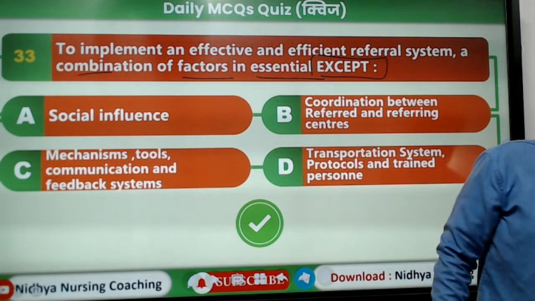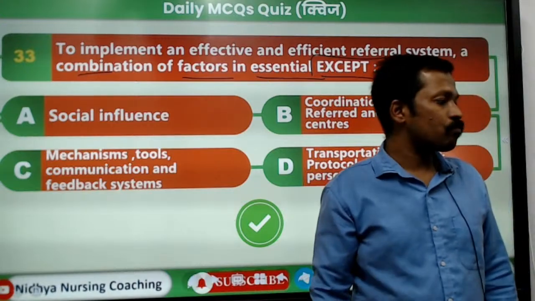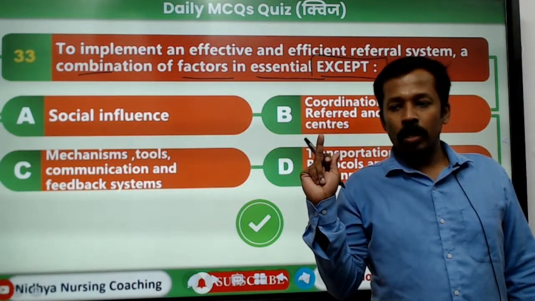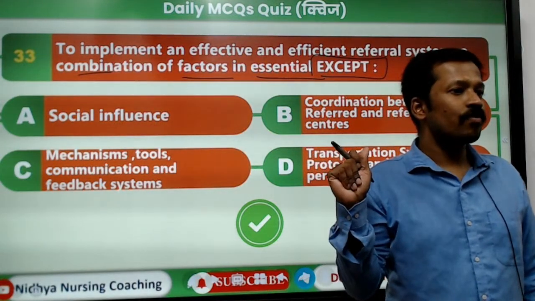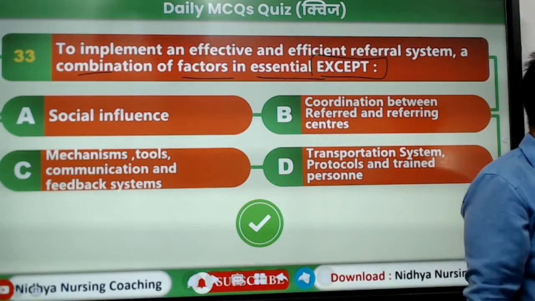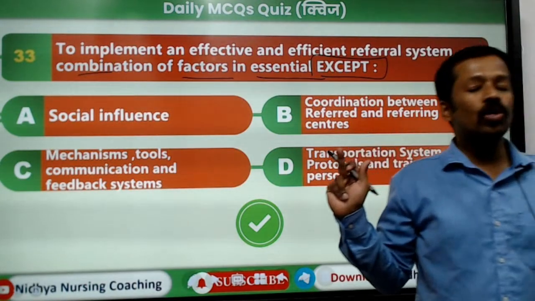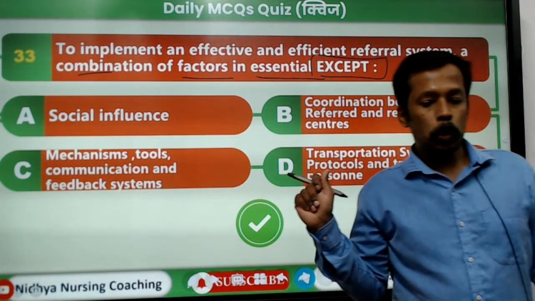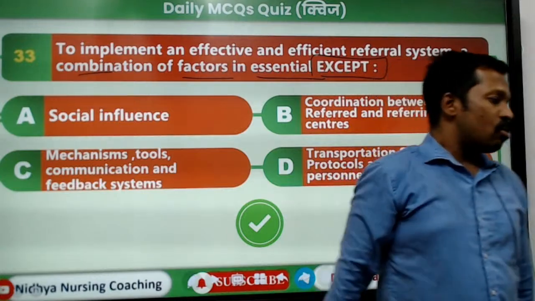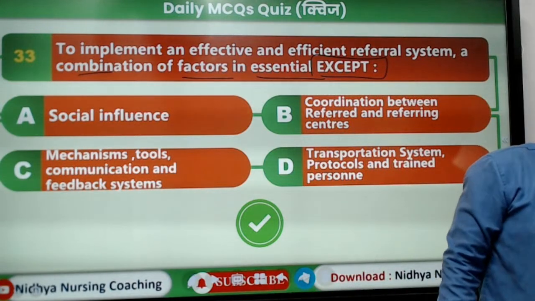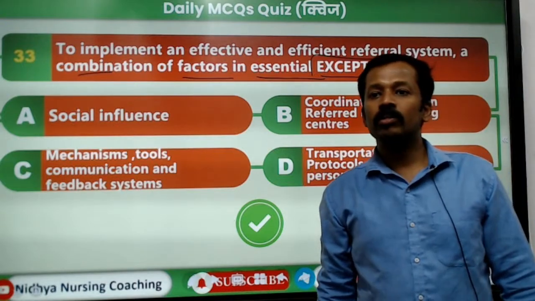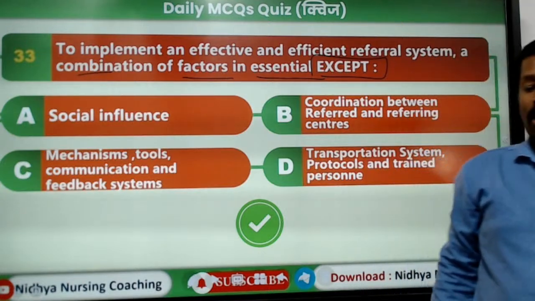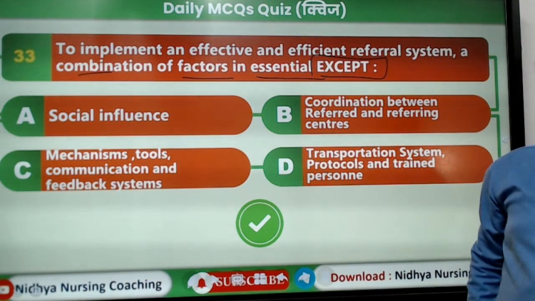What is needed? Do we need a mechanism? Do we need tools? Do we need protocols? Yes, everything is necessary, right? Mechanism, tools, communication, feedback mechanism, right. Feedback mechanism, transportation system.